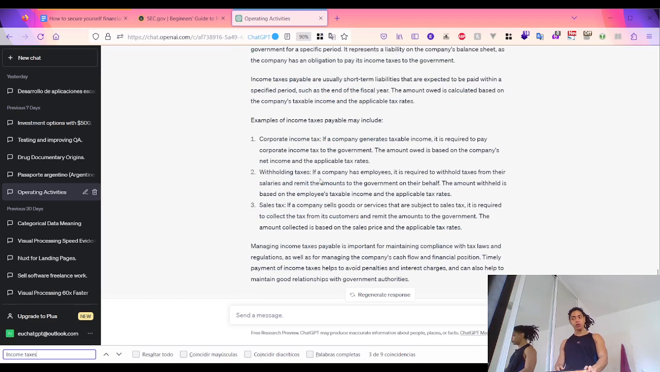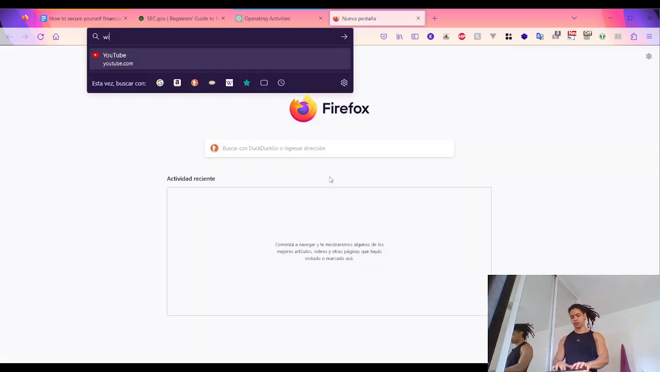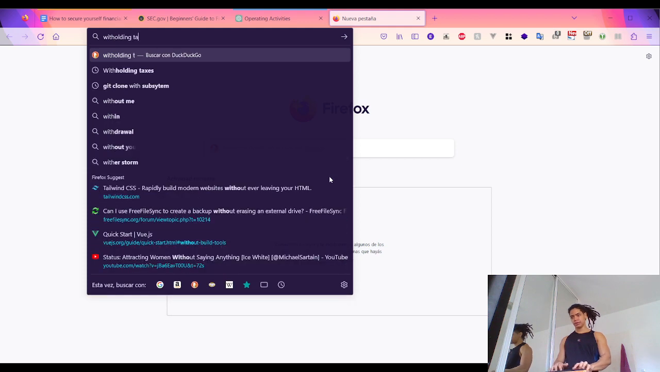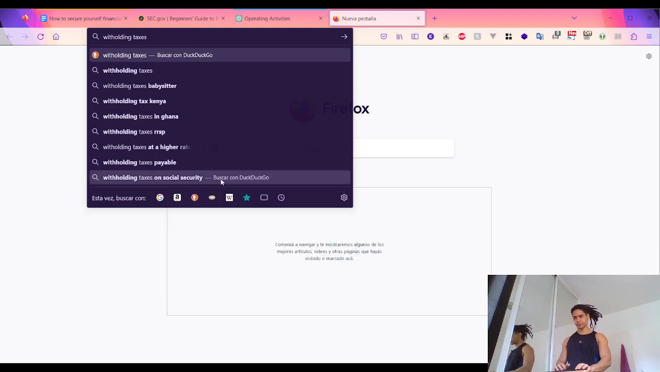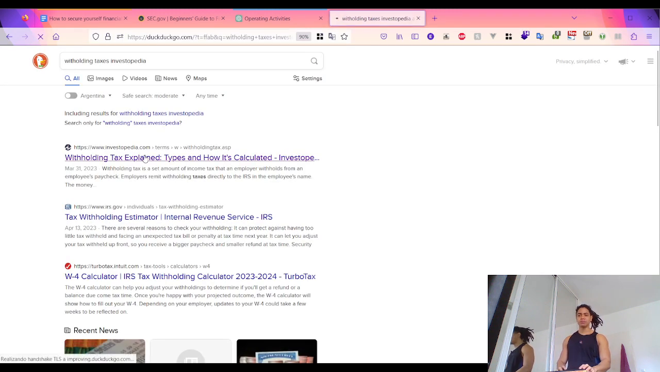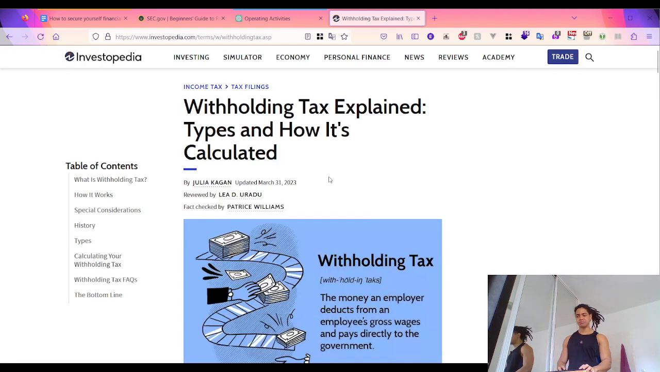Withholding taxes. If a company has employees, it is required to withhold taxes from their salary and remit that amount to the government. So this is withholding taxes. So when I look at withholding taxes from Investopedia, that's one of the reasons why a lot of people don't hire.